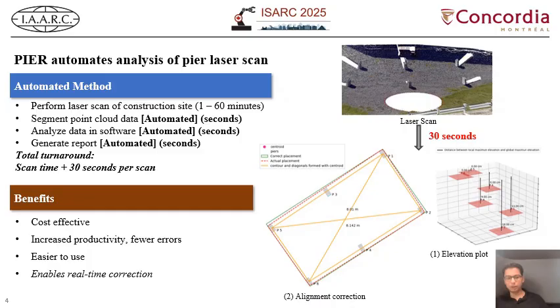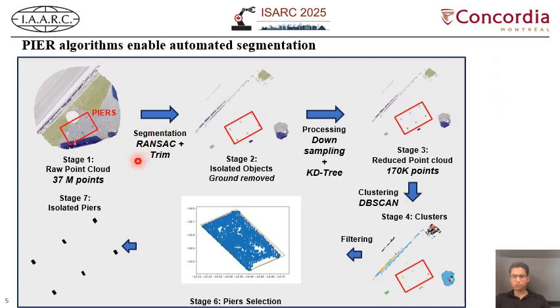As a result, it enables real-time feedback on a difference in top elevation of piers and misalignment of piers locations. And so contractors can perform their own assessment, which increases productivity. Again, it helps to notice errors and is overall cost effective. Next in the presentation, I'm going to present how the software works. So first I'm going to start with the segmentation step.